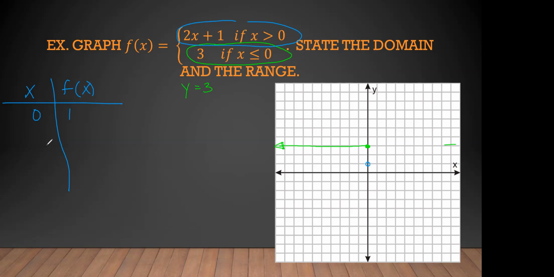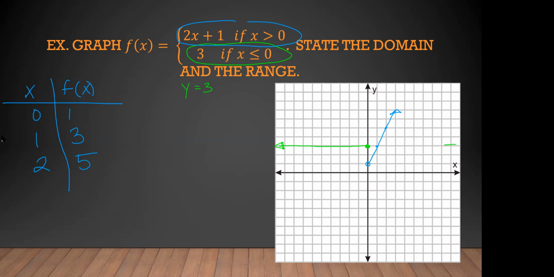So then what's going to happen when x is 1? Well, 2 times 1 is 2, plus 1 would be 3. And I'll just do one more. When x is 2, 2 times 2 is 4, plus 1 would be 5, okay? So I can see that when x is 1, y is going to be 3. And when x is 2, y is going to be 5. And then this is going to be linear, right? So it's going to be going like this. It's going to keep going in that direction, okay?